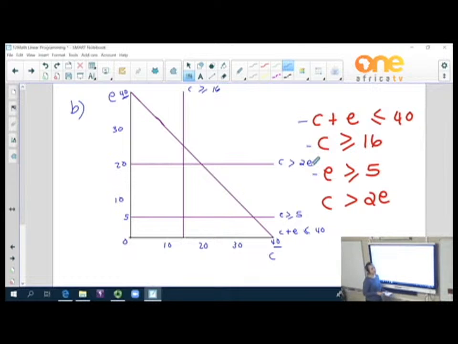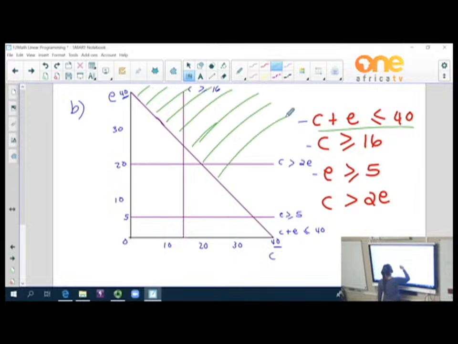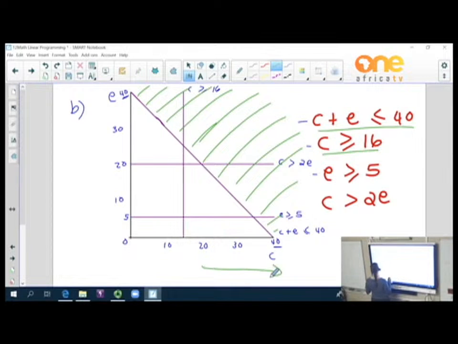Then we need to shade the unwanted regions. So C plus E is less than 40, which means it cannot be more than 40. So it is this part. It cannot be more than 40. Then C is more than or equal to 16. So more than is to that side. So it cannot be this part because C cannot be less than 16.